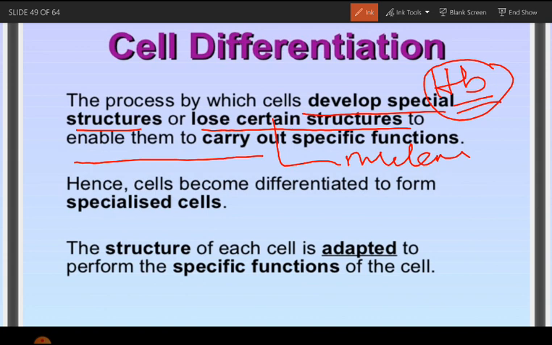So as a result of these two processes, meaning development of special structures and the loss of certain structures, cells become differentiated to form specialized cells. As a result of these changes, the cell becomes a specialized cell. The structure of each cell is adapted to perform the specific function.